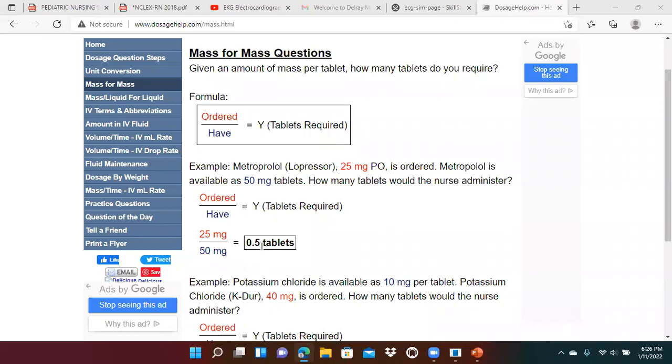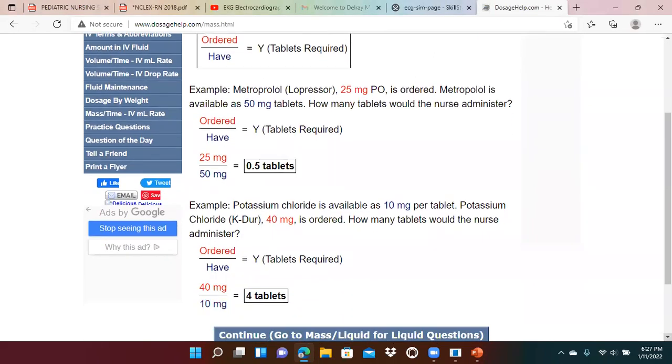Keep it in mind, in the NCLEX board exam, they will not give the options. The space will be empty. You have to fill it out. You have to write the number. They will not give you the four options, I think.